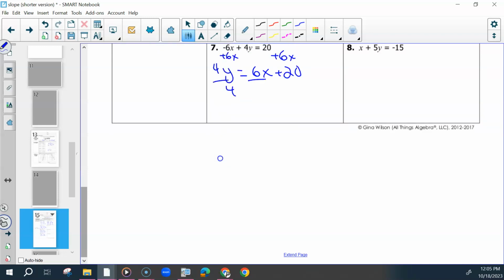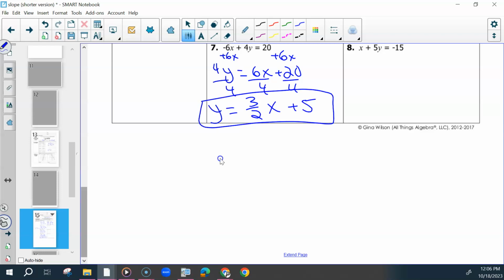So when we divide everything by 4, what would our y equals equation become? 6/4 x plus 5. Simplify. Y equals 3/2 x plus 5. You have to simplify always. Why did it not make it 26? So we can't combine these, they're not like terms. Okay.